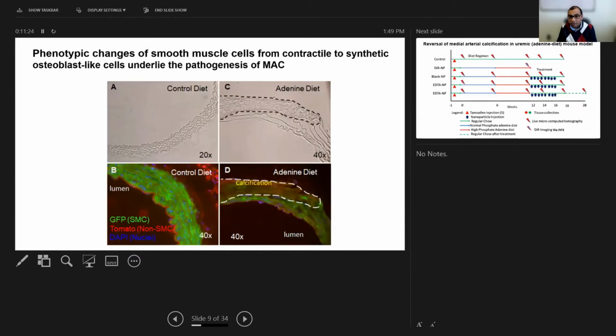What we have done is we already know that we tagged the cells with this green color GFP in these mice. If you have a control diet, you can see all the nice smooth muscle cells in the medial wall. When the mice are treated with the adenine diet, you have a huge amount of calcification. You can see there's a big calcification lesion here. Most of the smooth muscle cells where you have the calcification undergo apoptosis and die, and that part is replaced by bone or calcified material. So we identified that smooth muscle cells are the major cell type that undergo transformation and are replaced by calcification.